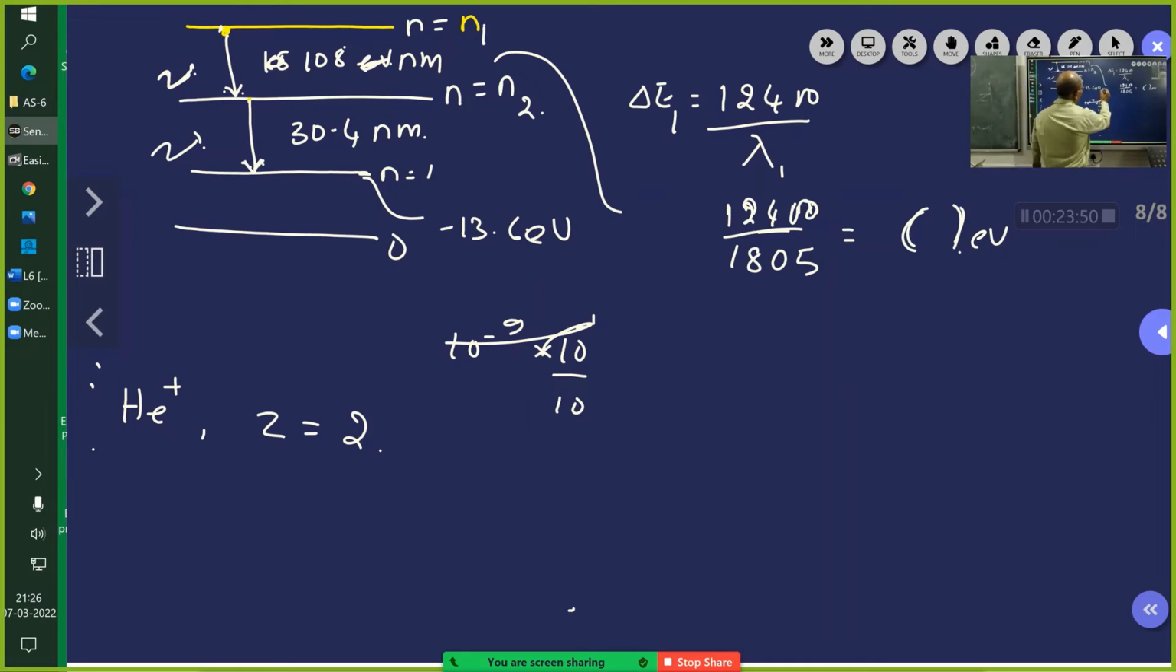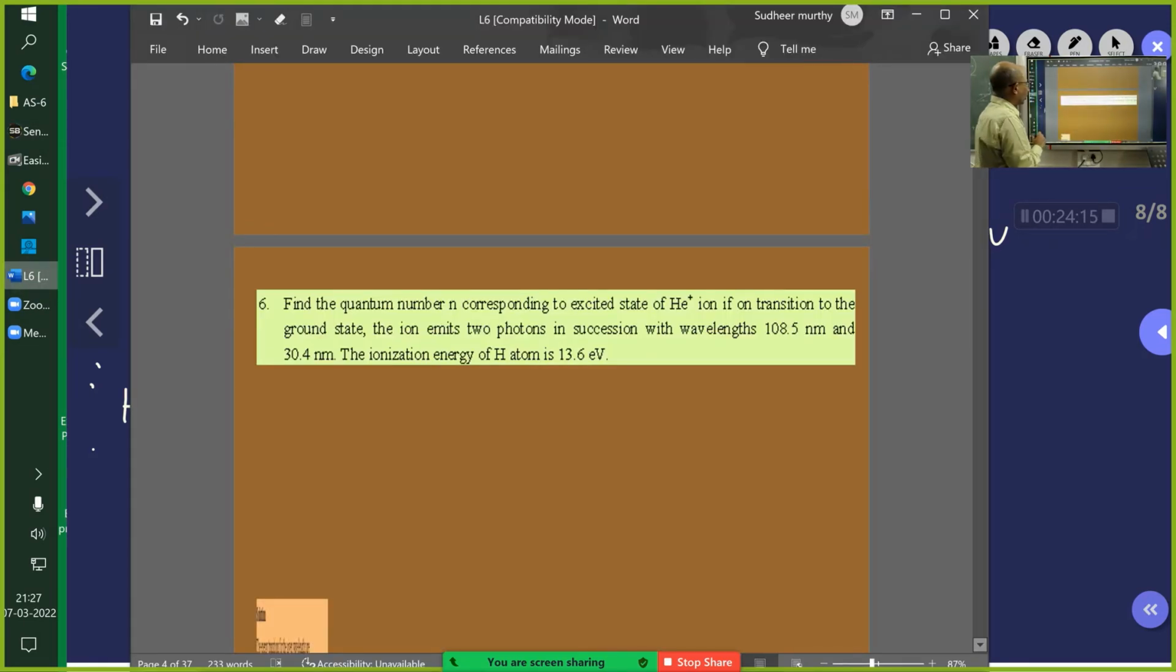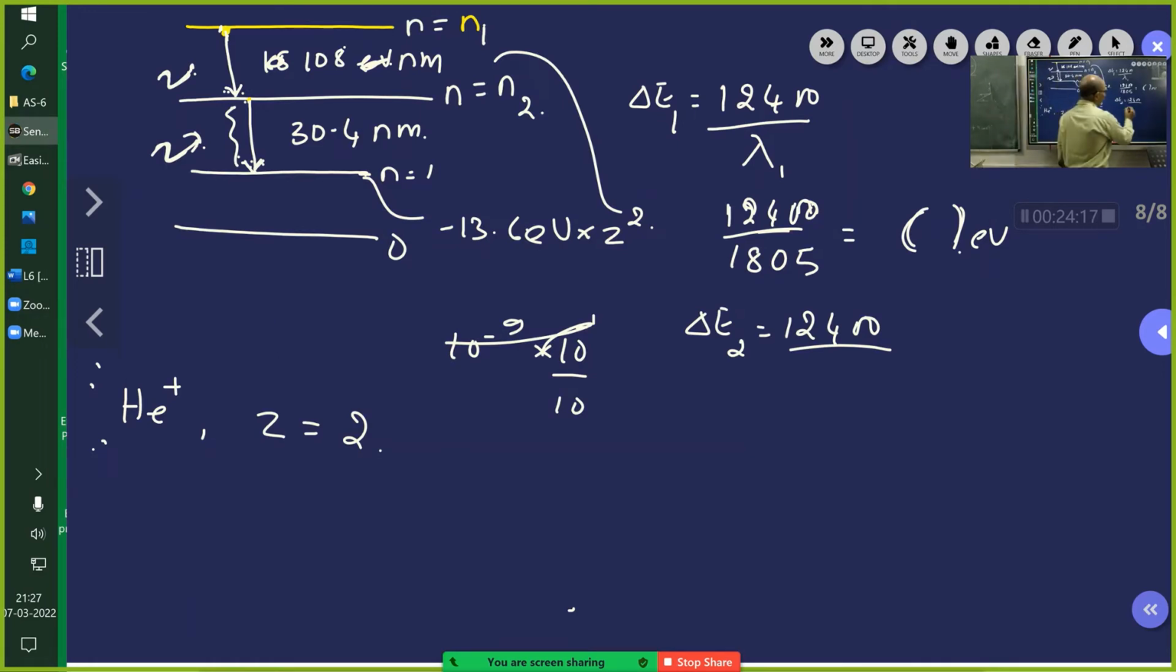So if they are given a hydrogen-like atom, then this should be multiplied by Z square. That will be the energy level of this. From here to here they are giving energy. One more photon is given in succession. So you can find out the energy of this, no? What will be the energy of that? Delta E2 will be equal to 12400 divided by 30.4. Correct? So 30.4 nanometer will be 304 angstrom. So you will get this electron volt energy.